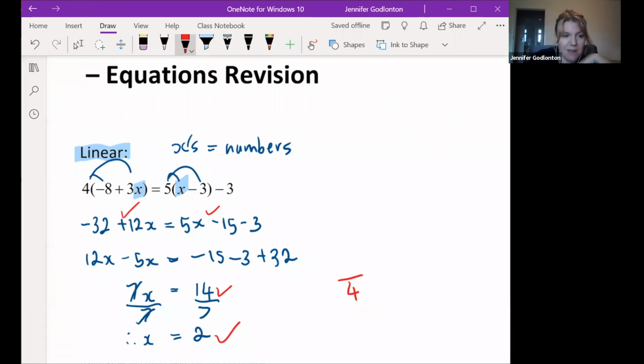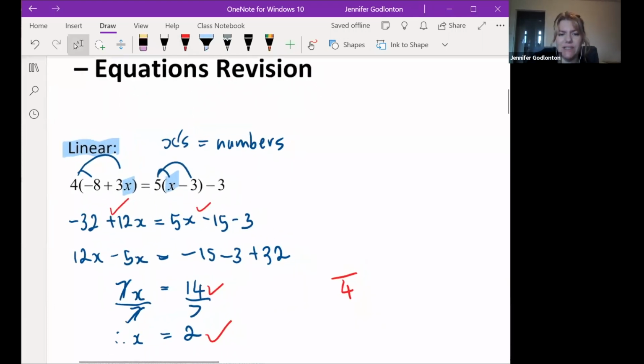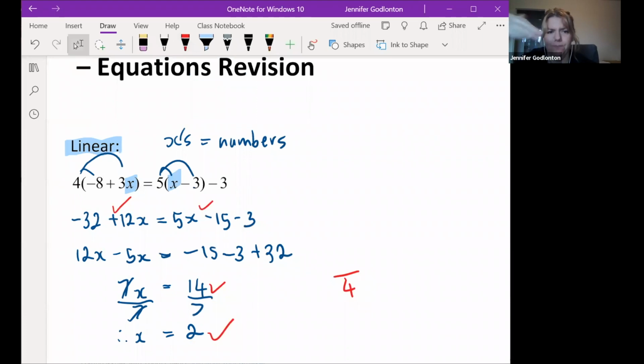This is just trying to bring back the memory that when we have a linear equation, we want x's on one side, numbers on the other side, because we use this concept a lot in our other equation work. Good, that is exactly what I want to hear. Beautiful. If you would like to take a screenshot, please feel free. From here, we're going to move on to quadratic equations.